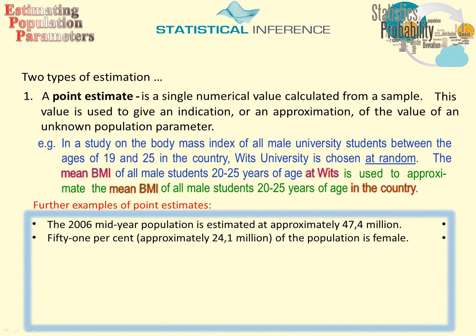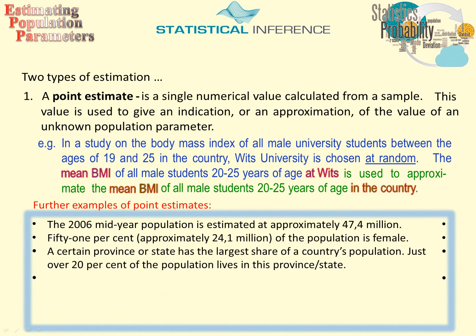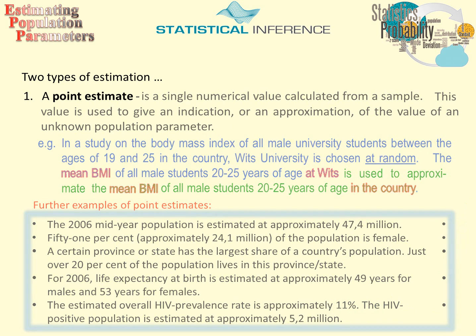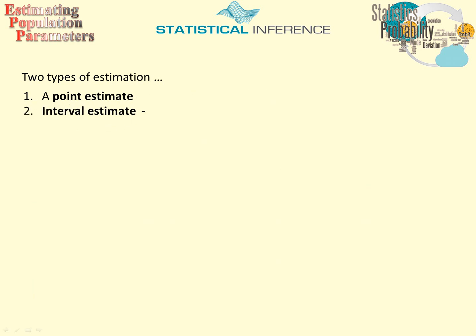And there are a number of other point estimates, some of which involve proportions. For example, the estimated overall HIV prevalence rate is 11%. And that one would be done by taking samples and working out that the sample prevalence rate is 11%. It's a bit dangerous doing a point estimate. It's actually far better to do an interval estimate.